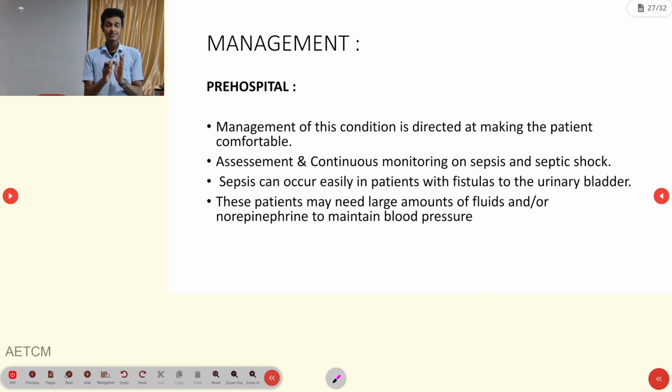Second one, sepsis and then septic shock, which we have to thoroughly assess and monitor, and we have to treat the sepsis and septic shock. So again, for sepsis the common thing is fluid management. If the hypotension is refractory, then you have to move on to norepinephrine, vasopressors, vasoactive agents for the maintenance of blood pressure.